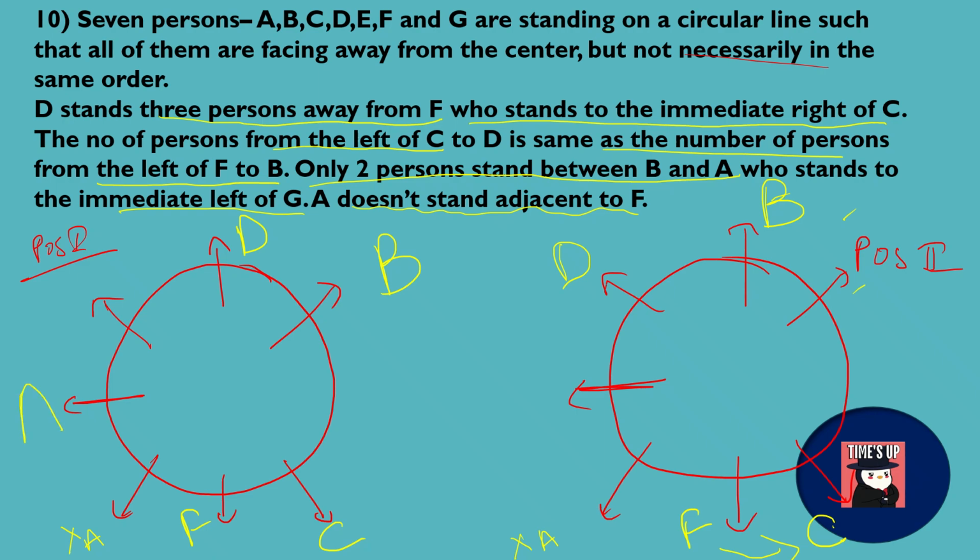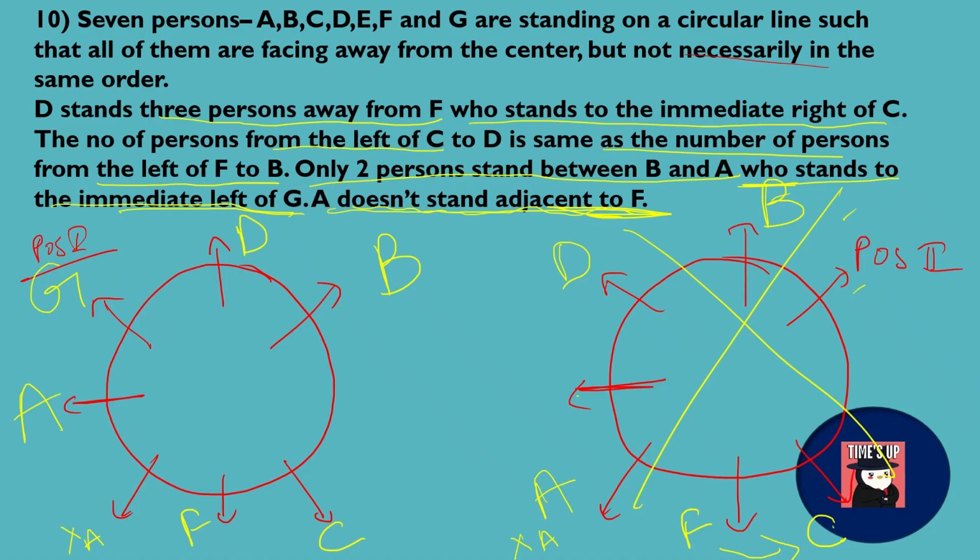1, 2, A will be here then. In this case, 1, 2, A can't be placed anywhere here in the second possibility because A will come here only. But they have said A is not adjacent to F. So this possibility becomes wrong in that case. First possibility, only you focus now. Only two persons stand between B and A that we have placed. A stands to the immediate left of G. So G will come here, correct?